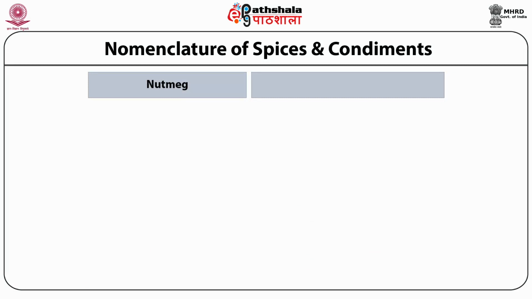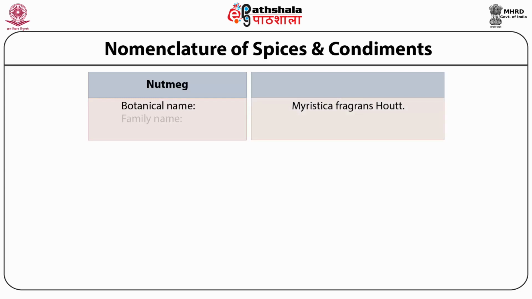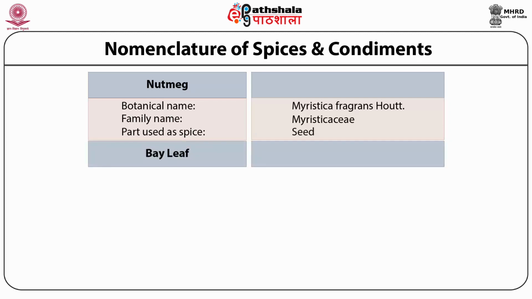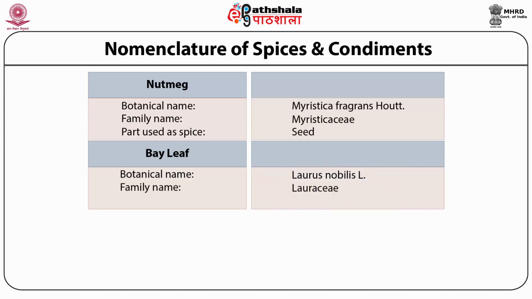Nutmeg has the following characteristics: the botanical name of nutmeg is Myristica fragrans Houtt and it belongs to the family Myristicaceae. The part of the plant used as spice is the seed. While bay leaf has the following nomenclature. Botanical name Laurus nobilis L and belongs to the family Lauraceae. The part of the plant used as spice is the leaf.